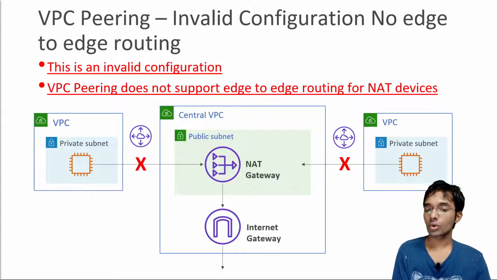And so no matter how many VPCs you are trying to connect to the central VPC, if you have defined VPC peering, then there will be no edge-to-edge routing, and so you cannot leverage a NAT gateway to talk to the internet gateway to have central traffic going through the central VPC. We will see how to solve this problem in the next lecture.